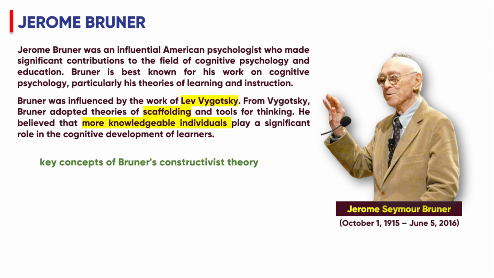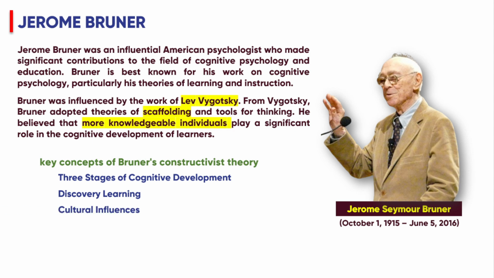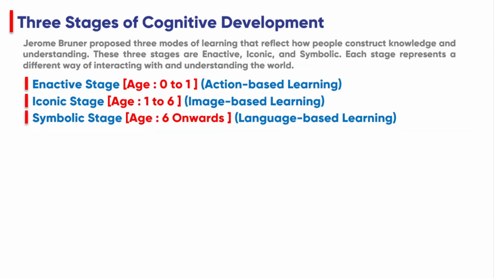Now, three key concepts of Bruner's constructivist theory are three stages of cognitive development, discovery learning, cultural influences, scaffolding, spiral curriculum, etc. Jerome Bruner proposed three modes of learning that reflect how people construct knowledge and understanding. These three stages are enactive, iconic, and symbolic. Each stage represents a different way of interacting with and understanding the world.